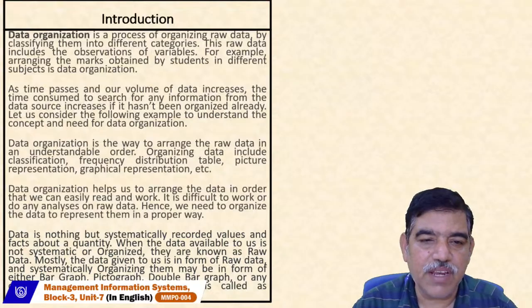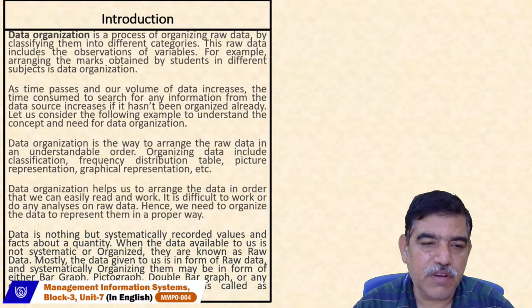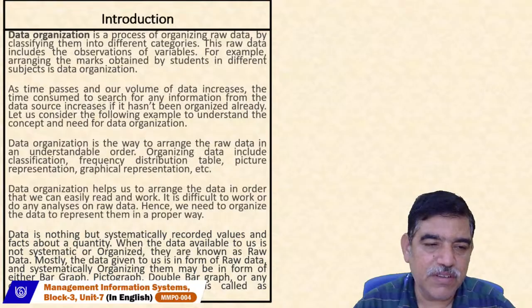Data organization is the way to arrange the raw data in an understandable order. Organizing data includes classification, frequency distribution table, picture representation, graphical representation, etc. So what is the meaning of frequency distribution here? Suppose we are collecting raw data from a survey. From that survey, the raw data can be arranged, first by classification. We have to classify whatever data we collect, and then we can arrange that in a tabular format. And then we can represent it to the public in picture representation or graphical representation format. So that is known as the organizing of data.